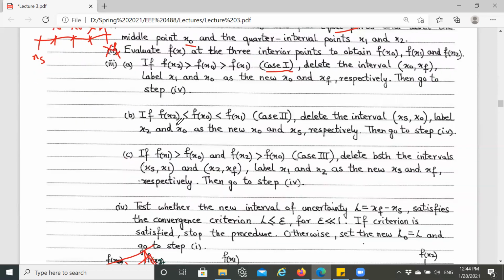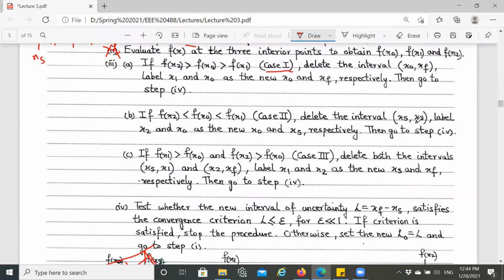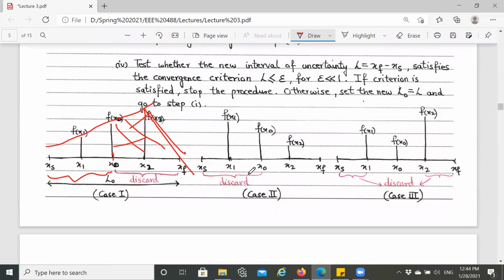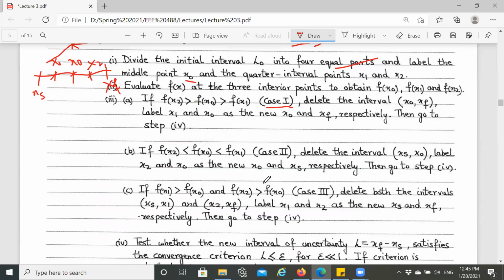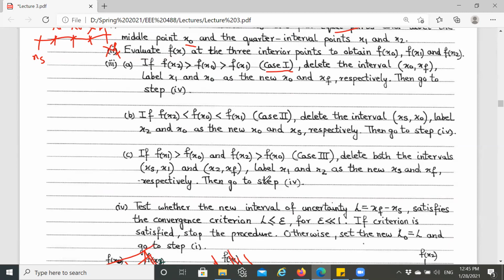Now, case 2 similarly is the other way around. If f of x2 is less than f of x0, and f of x0 is less than f of x1, then you eliminate the interval xs to x0, right? You eliminate this part because we know that the function is decreasing and the optimal minimum will probably be somewhere here. So we can eliminate the first half. So we are eliminating exactly half of the interval every time.